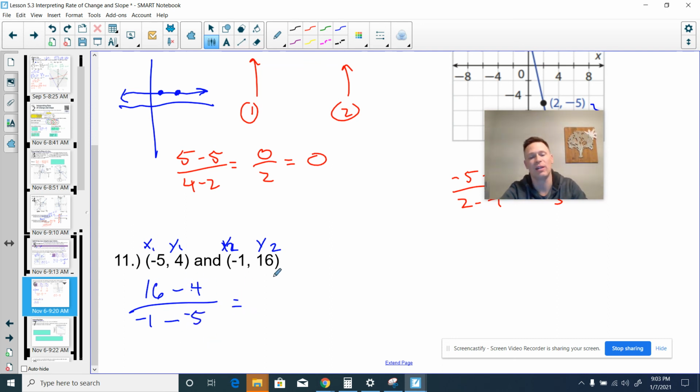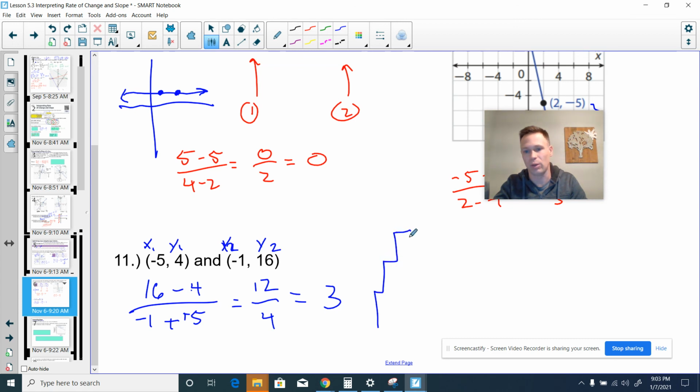That gives me 16 minus 4 is 12. -1 minus negative, I'm just going to change this right away. So now it's like -1 plus 5, which is 4. And I actually have a slope. I have to simplify this for full credit. That gives me a slope of 3. All right. That means if I graph these 2 points, the slope between them would be 3, which means I can go up 3, right 1, up 3, right 1, up 3, right 1, and create that line.